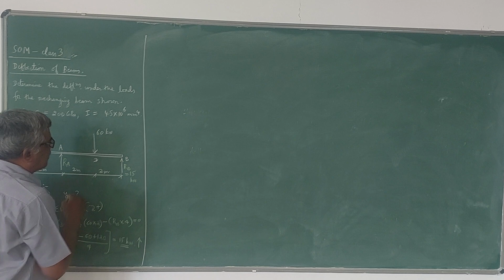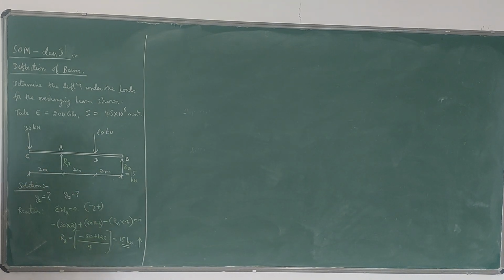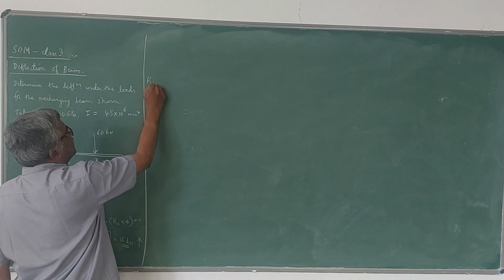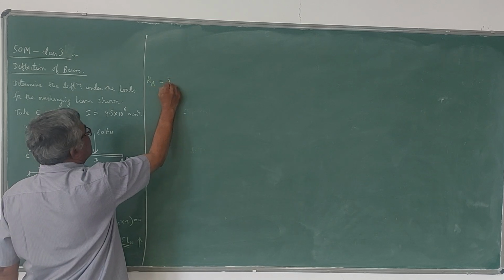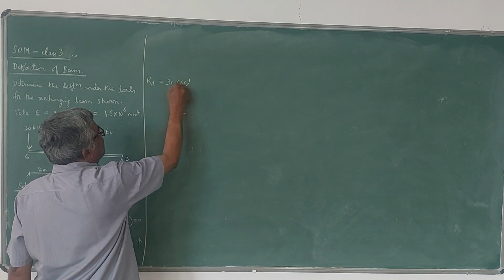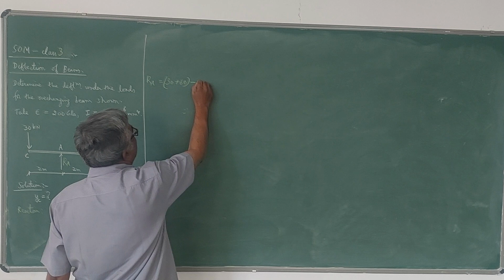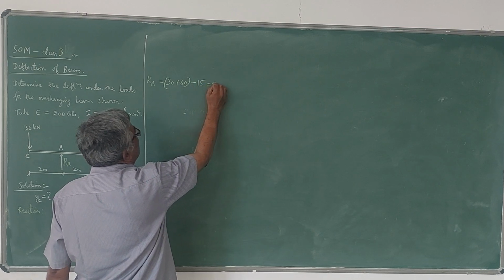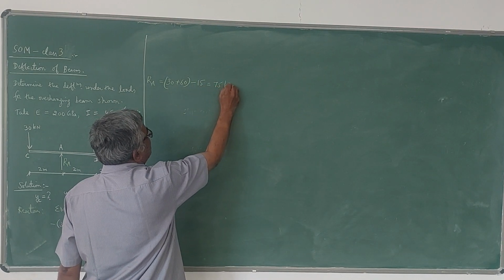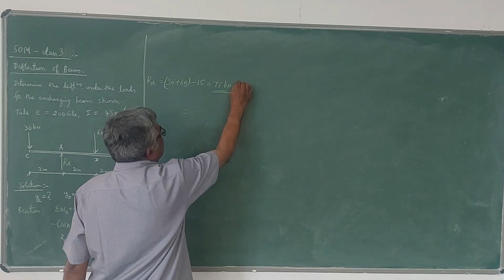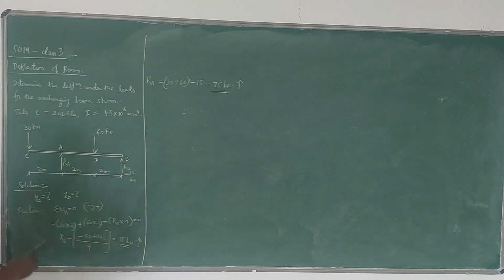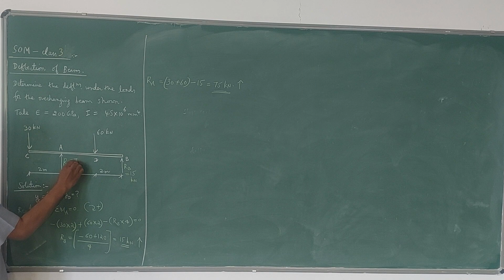Therefore RA will be the total load minus RB. So RA is equal to the total load, 30 plus 60, 90, minus the value of RB, that is minus 15. So 90 minus 15, 75. This is also positive, that means the assumed direction is correct. So this is 75. So the first step is to find the reactions like this.